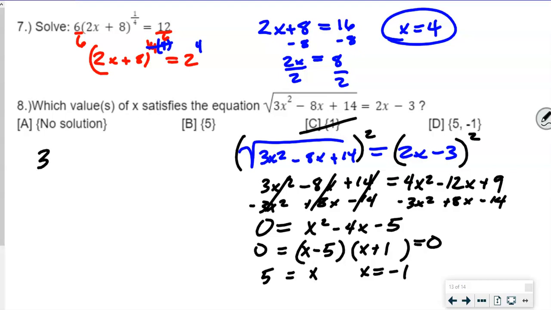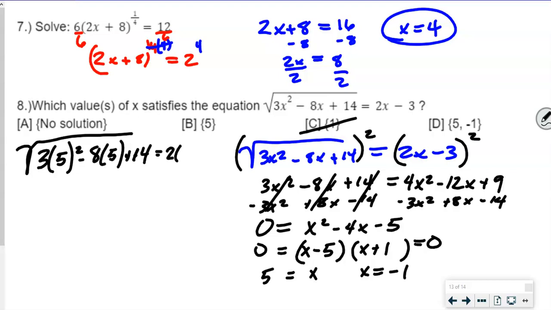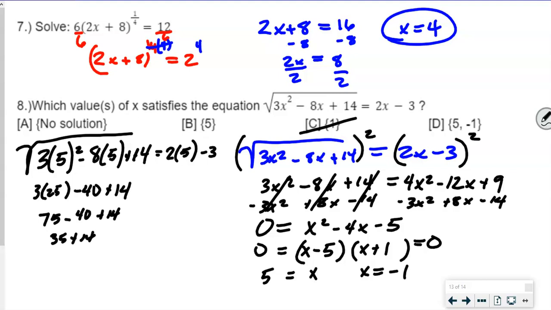Okay, so we're going to do 3 times 5 squared minus 8 times 5 plus 14. And then we're going to take the square root of that, and we're going to see if that's equal to 2 times our 5, right? Minus 3. So this is going to be 3 times 25 minus 40 plus 14. That's going to be 75 minus 40 plus 14. So that's going to be 35 plus 14. That's going to be 49, right?